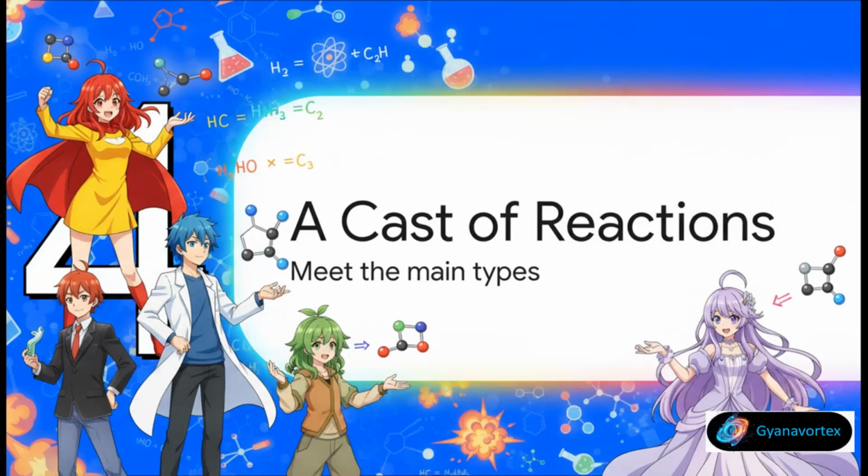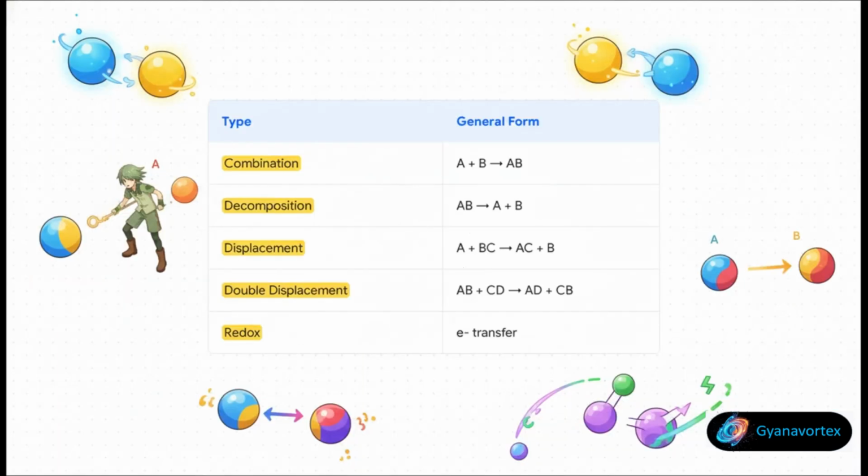Okay, so we know what a reaction is, and we know how to write and balance the equations. Now, let's meet the main characters. While there are like a bazillion different reactions out there, almost all of them fall into just a handful of major categories. I like to think of these as the basic plot lines for chemical stories. You've got your getting together story and your breaking up story. You've got a simple swap, and then you've got a more complicated partner exchange. These basic patterns cover almost every reaction you're going to see. Let's take a quick look at each one.